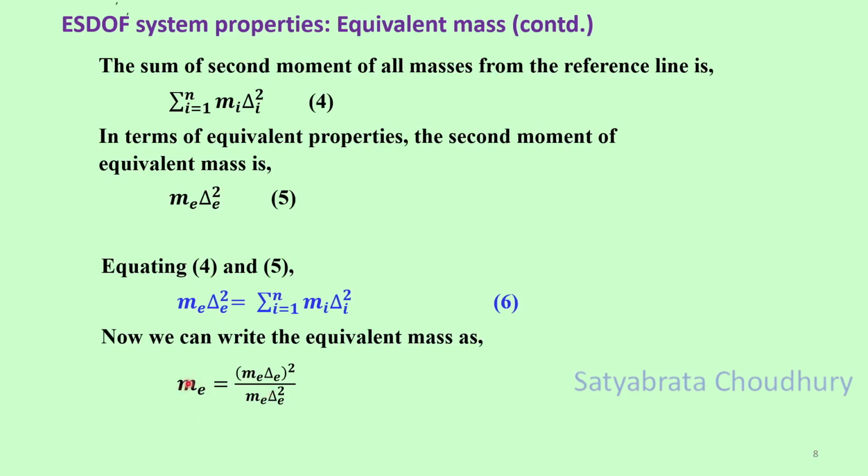So Me can be written very easily as summation mi delta I square divided by summation mi delta I whole square divided by summation mi delta I square, because these expressions I've got in the previous slide, equation 3, and in expression 6. So those equations I'll substitute here to get the value Me. When I divide this, it becomes mi square delta I square, so after dividing, only Me is left and delta I square gets cancelled. So this is a mathematically valid equation.